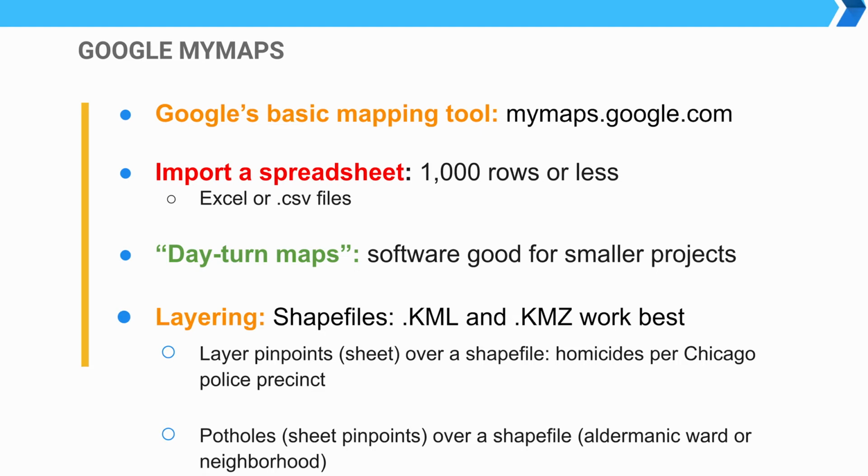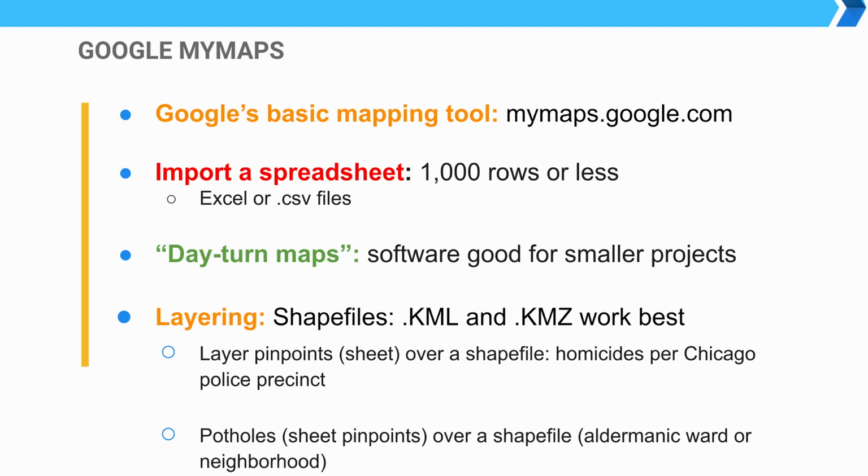And you can layer pinpoints over the shape file. So if I was going to map homicides in Chicago by police precinct, or by aldermanic ward, or by neighborhood, or by zip code. This was common during the early days of the pandemic, and when we started getting vaccinations. How many vaccinations per zip code. You can layer those pinpoints then in over the top of that shapefile, and you can see how many occur in that area. Okay.